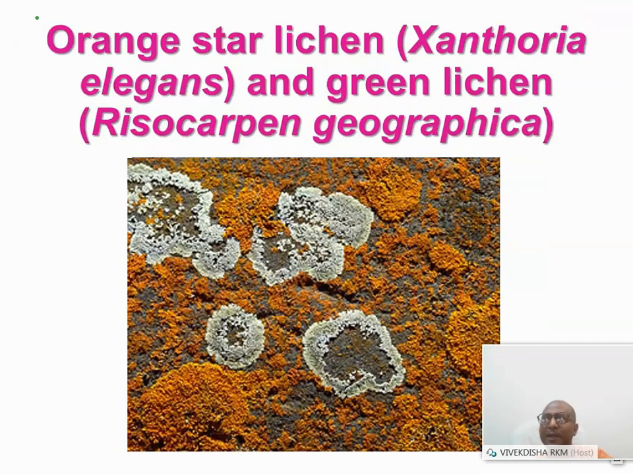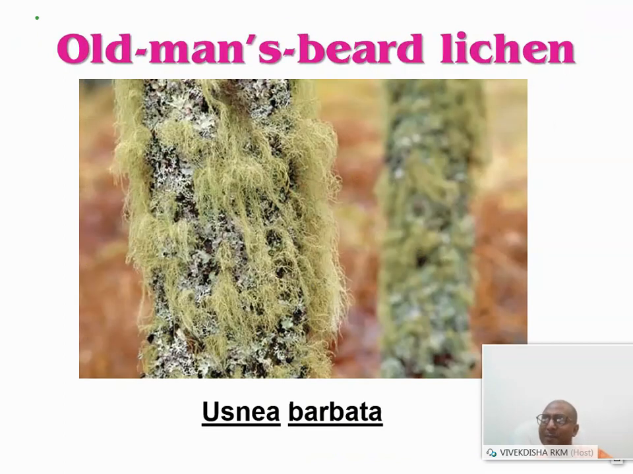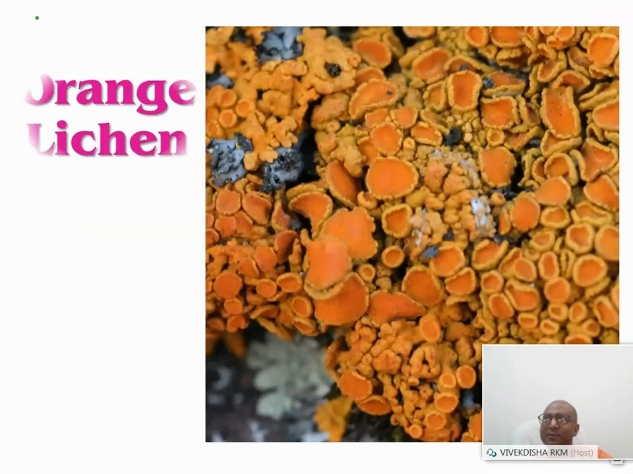There are several types of lichen, like this orange star lichen. Green lichens are also there. No need to write this, only note that there are several types of lichen. I would just like to show you different colors, combinations and shapes. Like this old man's beard lichen, and orange-capped lichen or orange lichen. So there are several types of lichen looking different in shape.